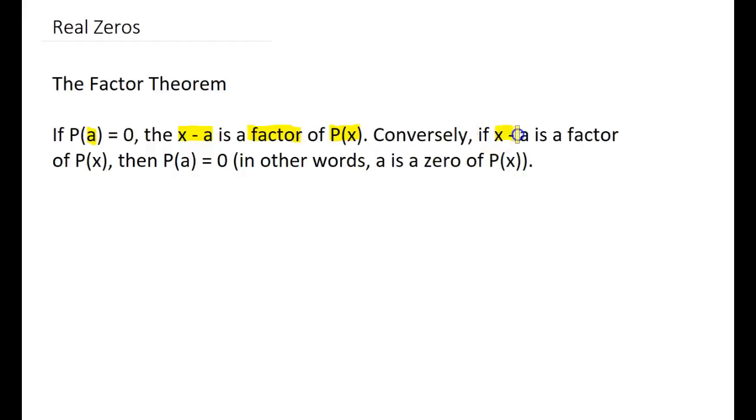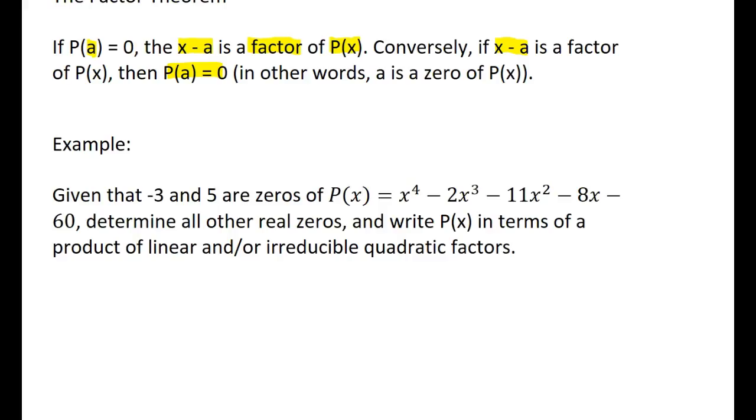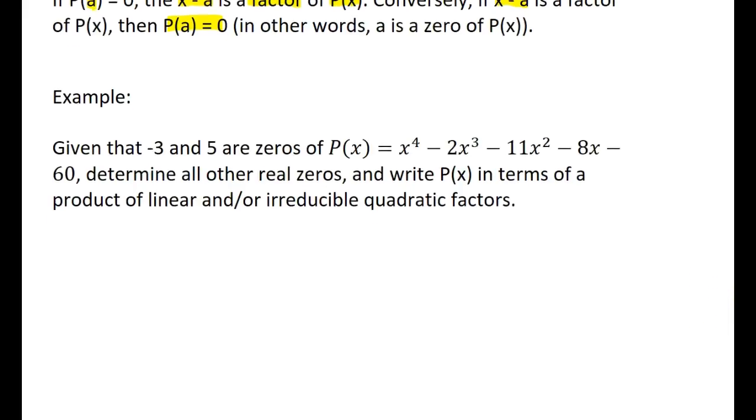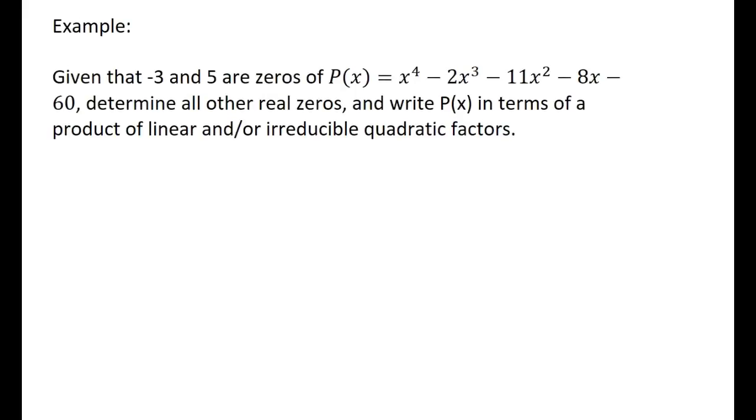Conversely, if I know that x minus a is a factor, then that means that p of a has to equal 0. In other words, a is a 0, a root, a solution of the polynomial p of x. All right, so let's say we're given that -3 and 5 are zeros of this polynomial. Let's determine all the other real zeros and write p of x in terms of a product of linear and or irreducible quadratic factors.